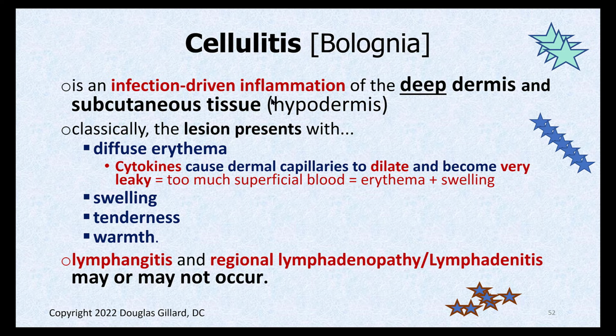All right, so it's an infection-driven inflammation of the deep dermis and subcutaneous tissue. So it's kind of an infection. We're used to infections starting on the surface of the skin and going down. These come from down and go upwards. So it gets out of the lymph vessel, gets into the subcutaneous tissue, and spreads into the deep dermis and becomes visible on the skin. Because the inflammation, of course, is driven by cytokine release, and that's that same story I say over and over again.